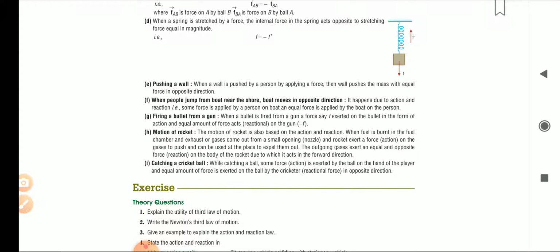That is, Newton's third law of motion states that to every action there is an equal and opposite reaction.